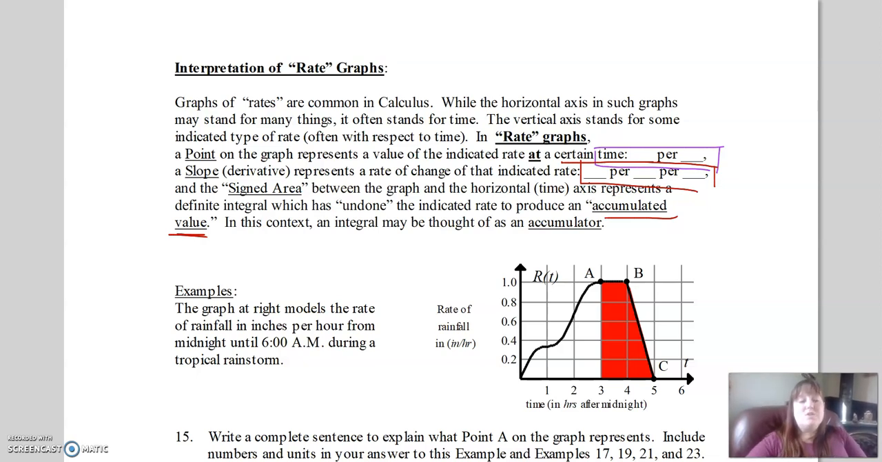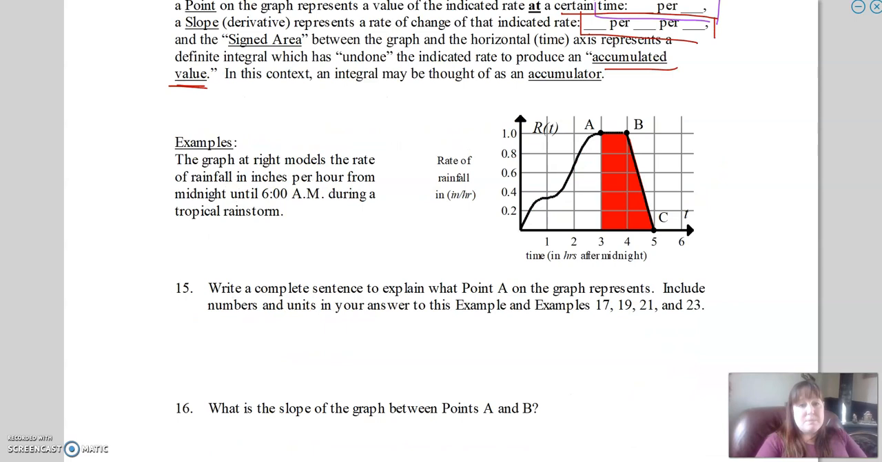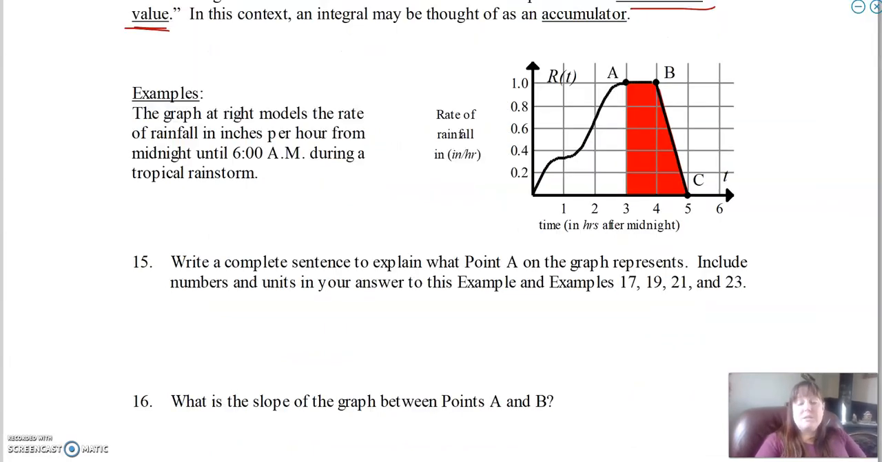Okay, so the graph at the right models rainfall from midnight to 6 a.m. So time equals 0 is midnight, and time equals 6 is 6 a.m. And this is where we talked about how sometimes you can have 0 time, or negative time. This would be something that you could look at if they had a graph that kept going, if it went back. Time equals -1 could be 11 p.m. of the day before or something like that.